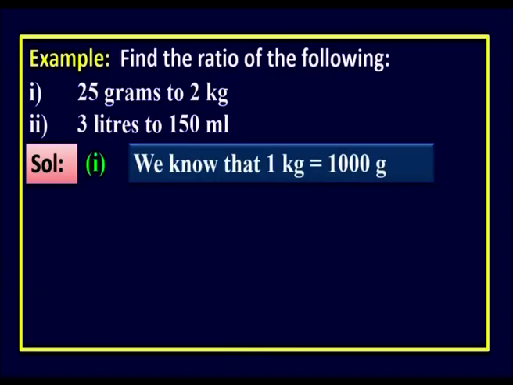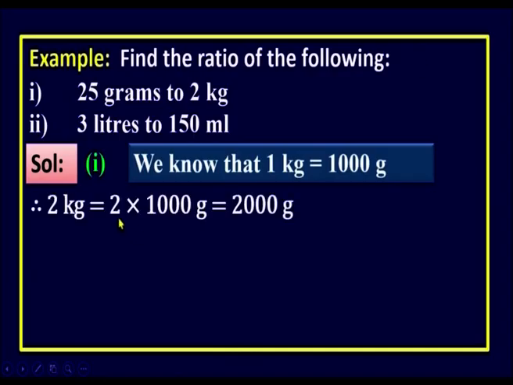So, for that we have already learned that 1 kg is 1000 grams. So, this 2 kgs will become how much, children? 2 into 1000. So, 2000 grams. Now, we have converted kgs into grams and already we have 25 grams. Now, it is easy for us to find the ratio because they are in the same units. So, 25 grams is to 2 kg will be 25 is to 2000.